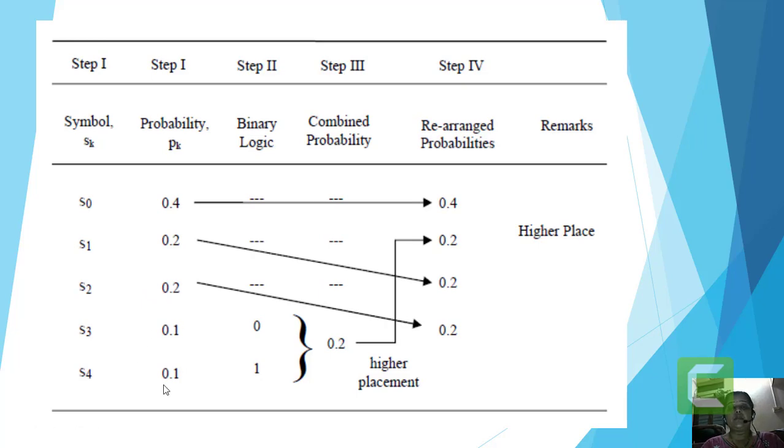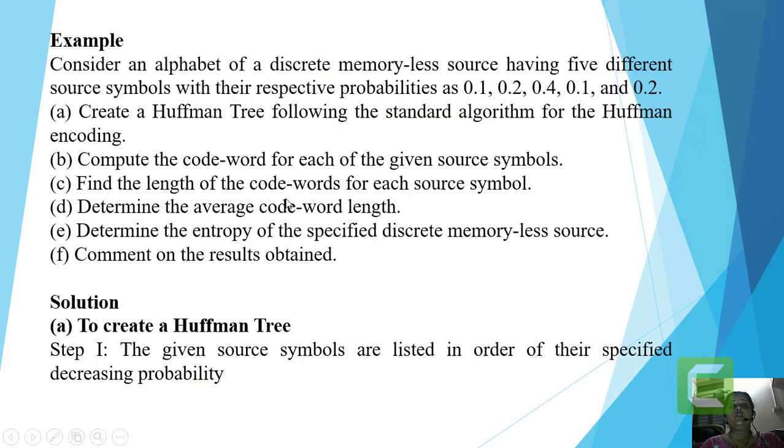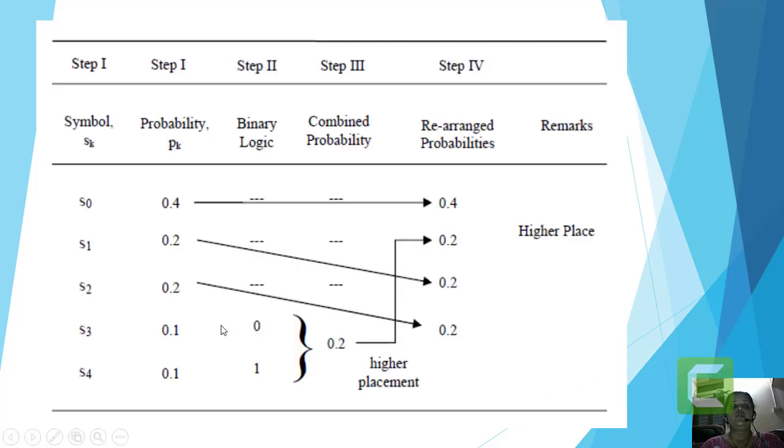Now in this problem, the specification of the m value has not been given. So let's take the m value as 2. We have to consider the lower two symbols, and for these two lower symbols the digit values 0 and 1 will be assigned. After doing this, the next step is to combine the probabilities of the lower two symbols. When combined for these two symbols, it will be 0.2.